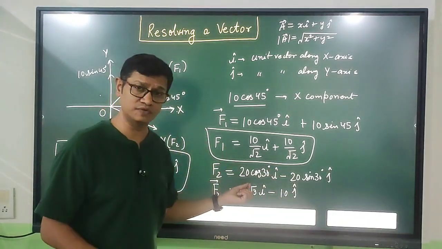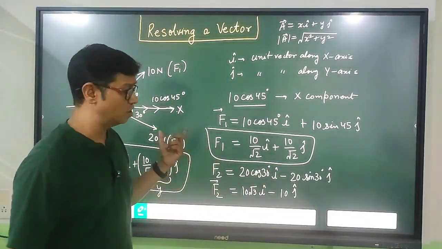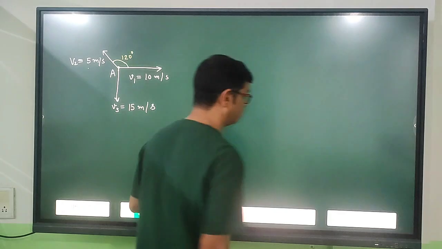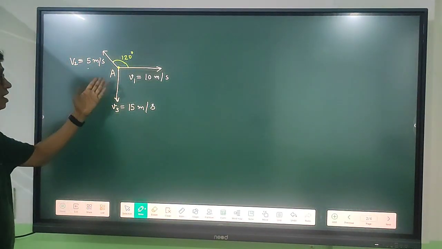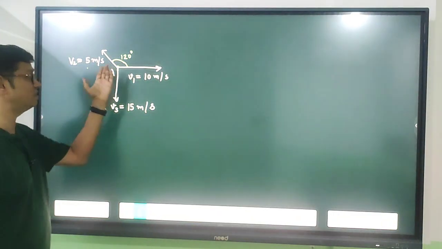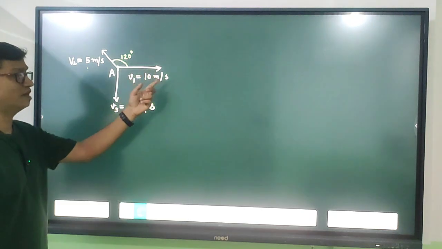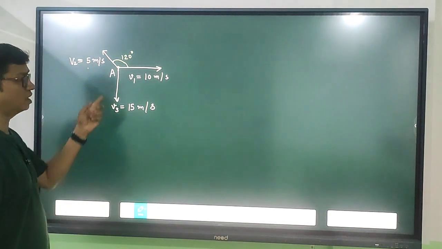This is a very straightforward example. Please practice this. So let's move on to the next example. Now an object is having three velocities like this, one like this, one like this, and one like this.